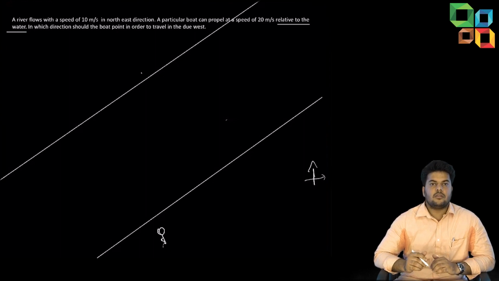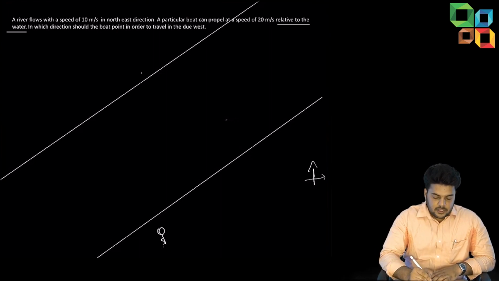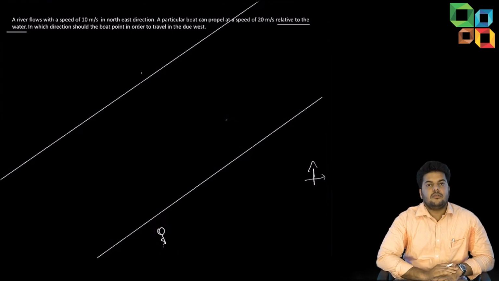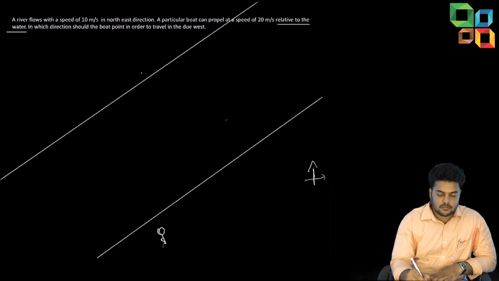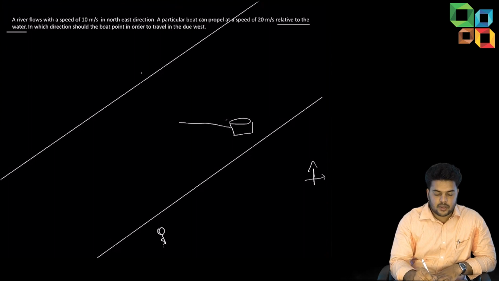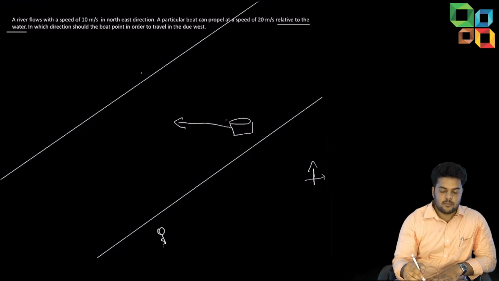So now we have to point the boat in such a way that for this person over here who is on the shore, it has to appear that the boat is going towards the west. So it has to appear for him that the boat is going to the west. Obviously, one simple solution would be to point the boat towards the west.